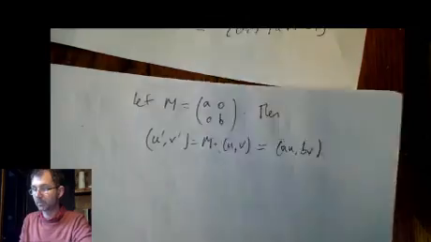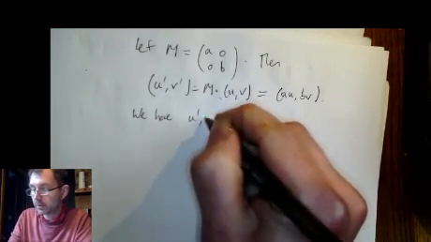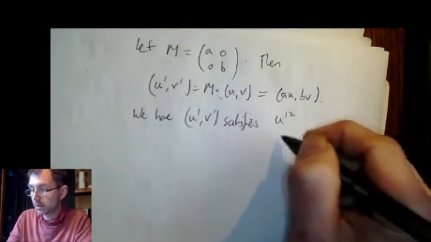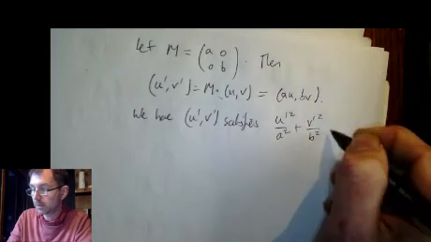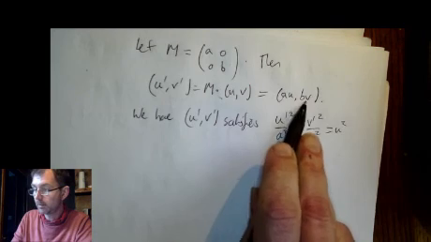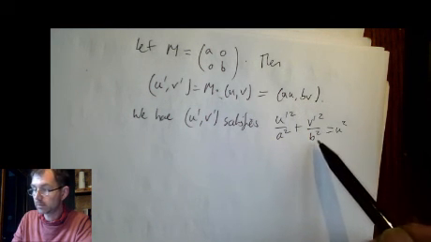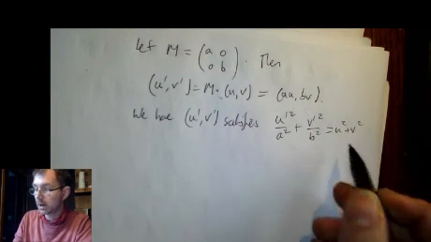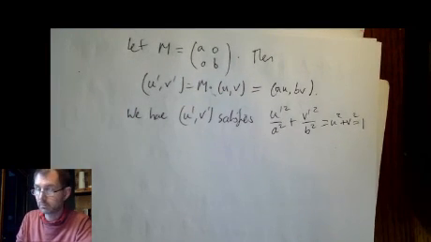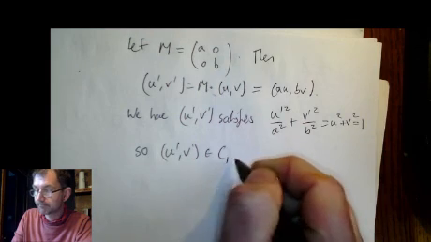So we have that (u dashed, v dashed) satisfies u dashed squared over a squared plus v dashed squared over b squared, which, plugging these in, is just u squared, because the a's cancel, and b squared v squared over b squared, which is just again v squared. And we know that these points, which were on the circle, satisfy 1, and so (u dashed, v dashed) is on C1 as required.